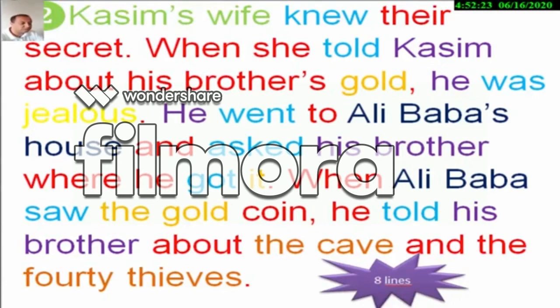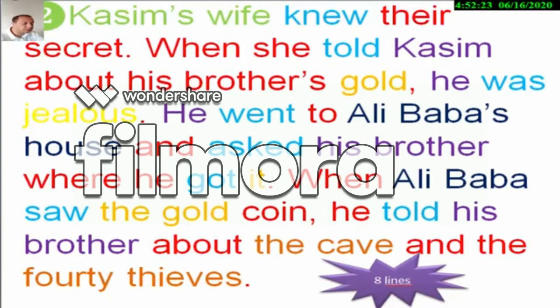كمثال Qasim's wife زوجة قاسم، ذهب الأخ his brother's gold. He was jealous حس بالغيرة. ماذا سيحدث؟ He went to Ali Baba's house ذهب إلى منزل علي بابا، and asked وسأل his brother بمعنى سأل أخاه علي بابا where he got it من أين حصل على الذهب، where he got it.